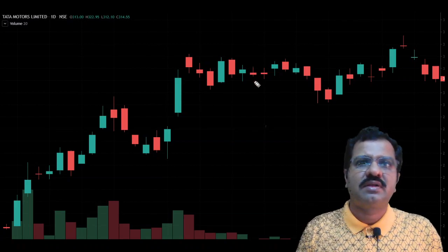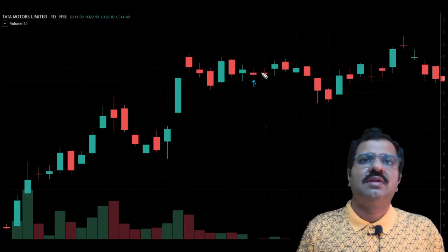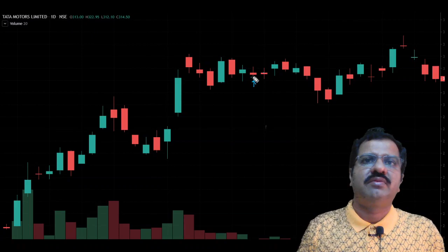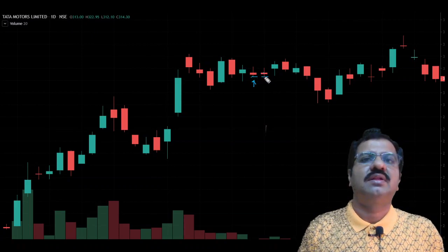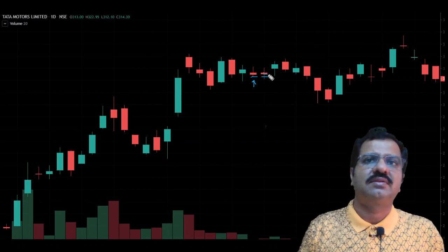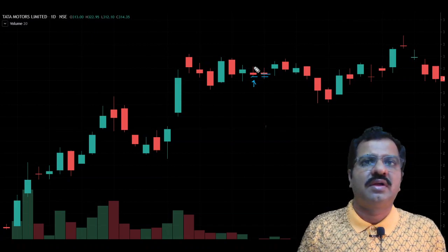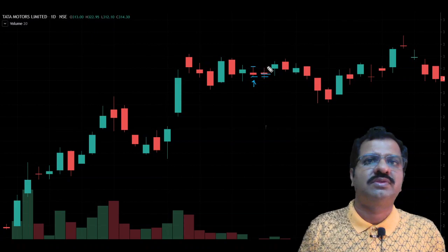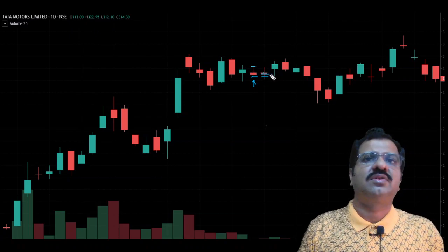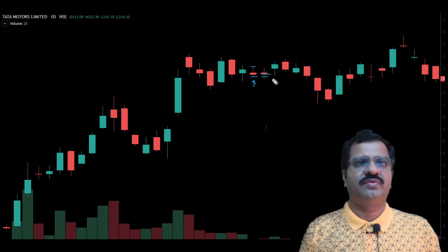See this day, small candle, price opened here, so in between, and you took a sell trade here, and it went back and it did not hit your stop loss, which was here, but it closed here, so a little bit of loss you faced this day.